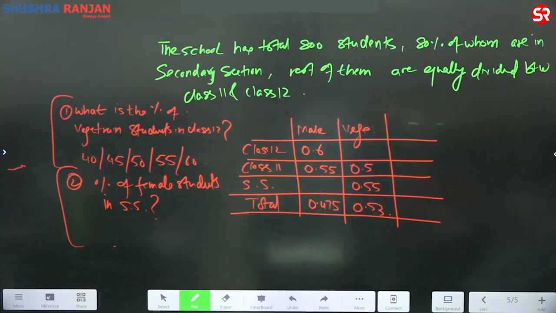Any hint, any idea you guys have? Good. What is given? Total is 0.475 for males and vegetarians is 0.53. Options are 40, 45, 50, 55, 60. Now these are the questions that people do not touch.